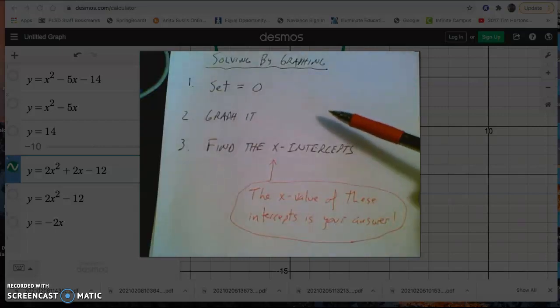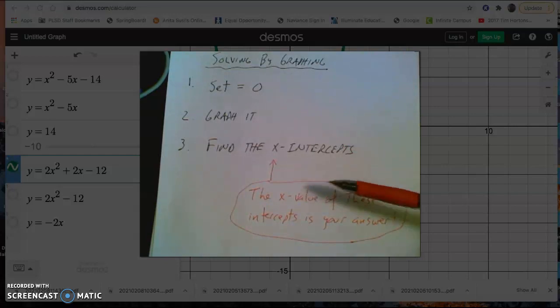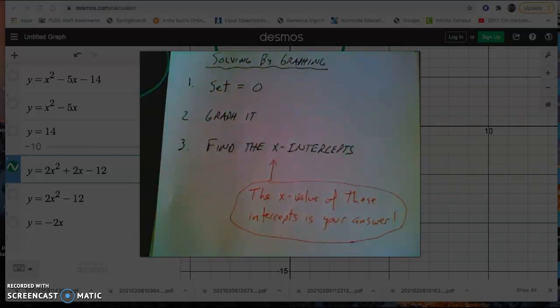So solving by graphing is just following these steps, using your friend Mr. Desmos to help you out, and you can get your x values without even having to do all those equation moves that you had to do during the first semester. I'm now going to show you another way in which you can solve by graphing.